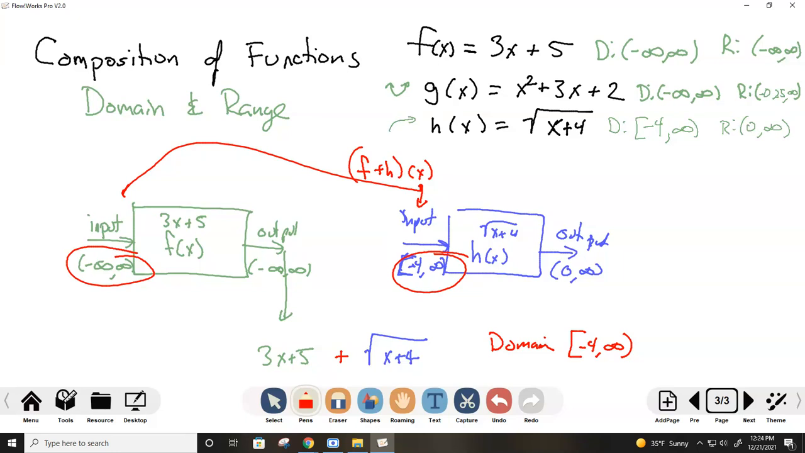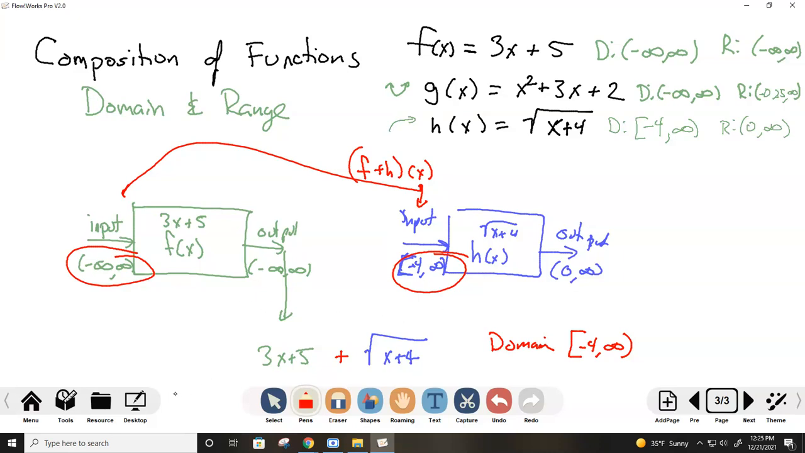Again, when we're doing these function operations, we deal with each one separately. So we look at each of their domains separately. But since x has to be in both of those domains, we look basically where these two overlap. And where they overlap, we're going to say those values will work.